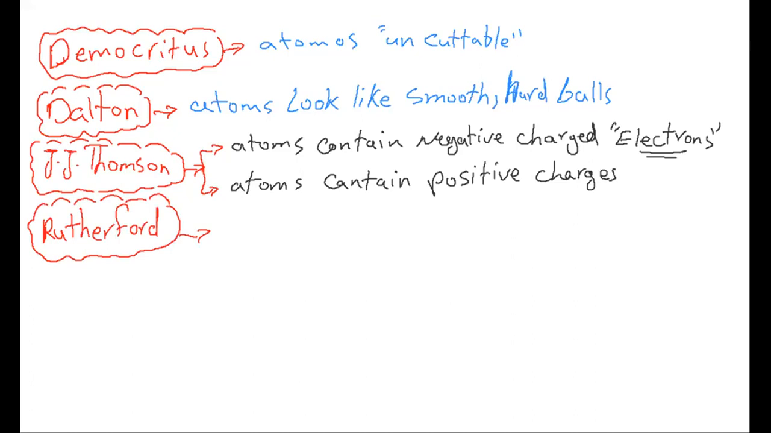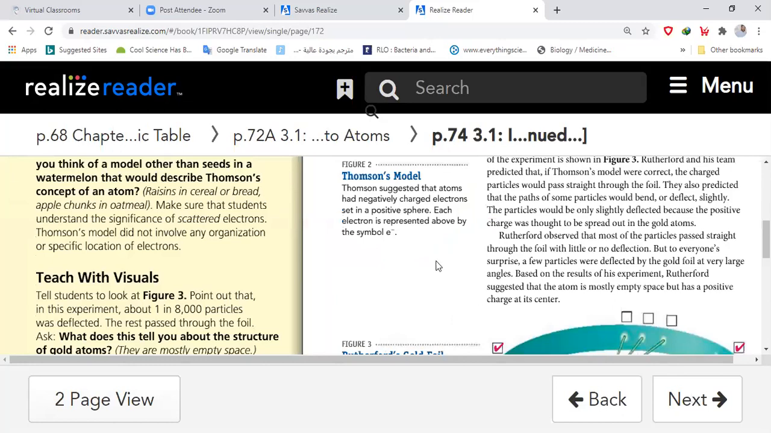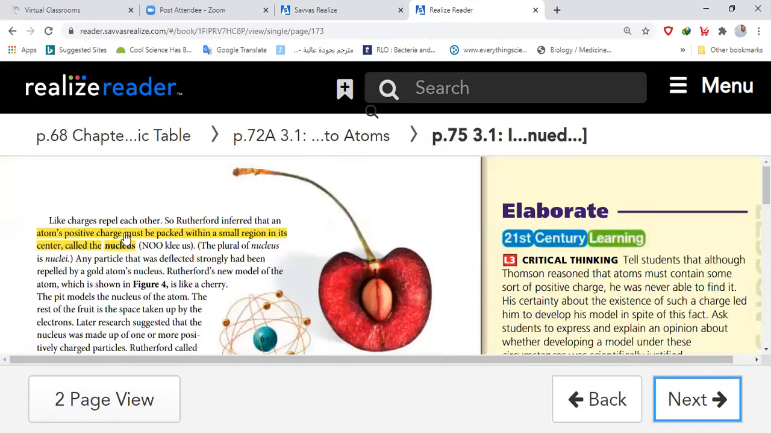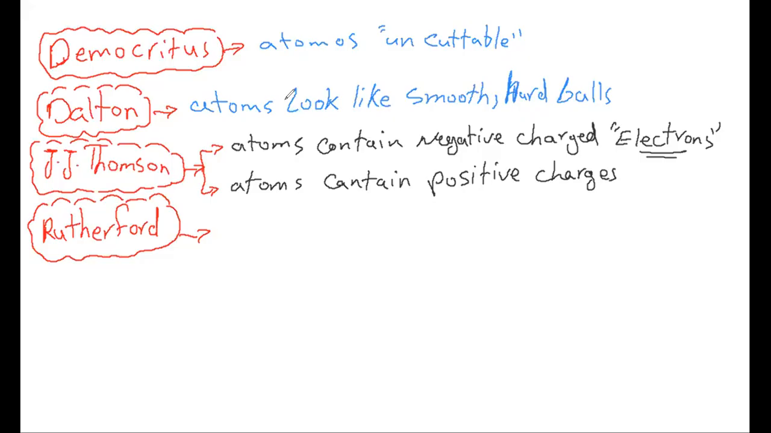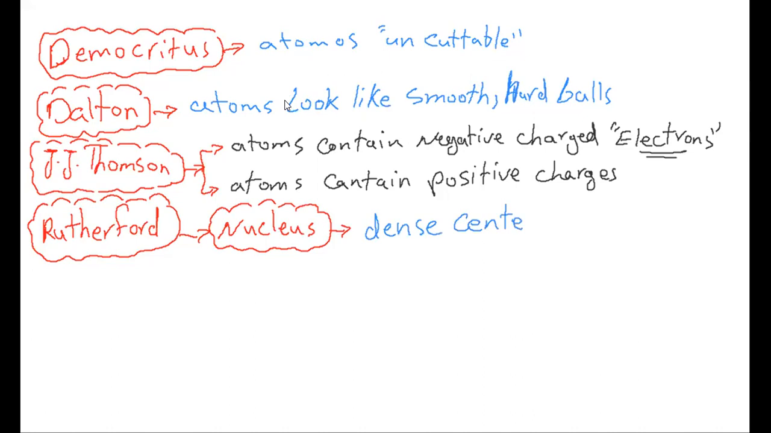Let us see. He said that. Actually, all of this, we explained yesterday. He said that the positive charges must be packed within a small region in the center called the nucleus. So he discovered the nucleus. He said that the nucleus is a small region in the center of the atom. He said that the nucleus is the dense center of the atom. Boys, you are following me, right? We are revising yesterday's explanation.